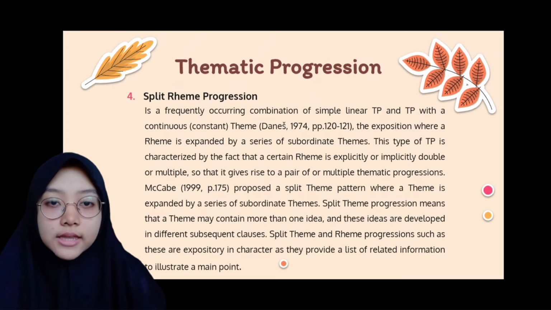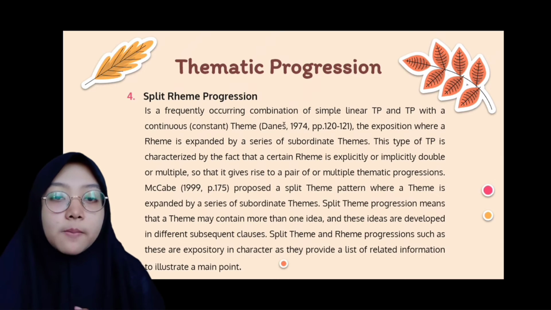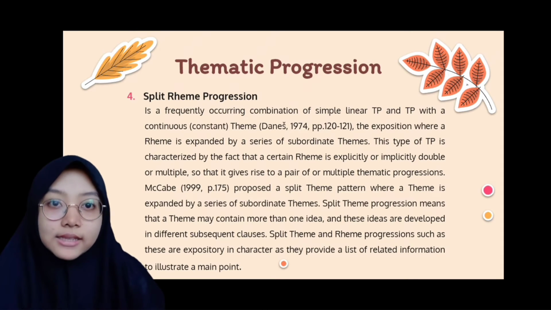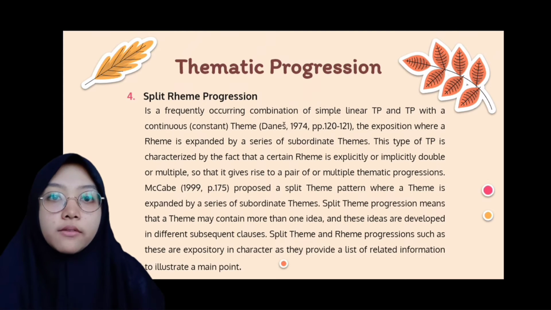4. Split rheme progression is a frequently occurring combination of simple linear thematic progression and thematic progression with a continuous or constant theme, the exposition where a rheme is expanded by a series of subordinate themes. This type of thematic progression is characterized by the fact that a certain rheme is explicitly or implicitly doubled or multiplied, so that it gives rise to a pair of or multiple thematic progressions.